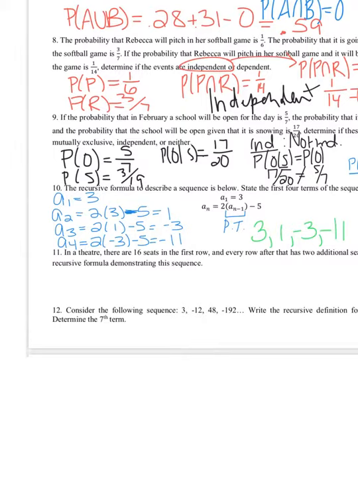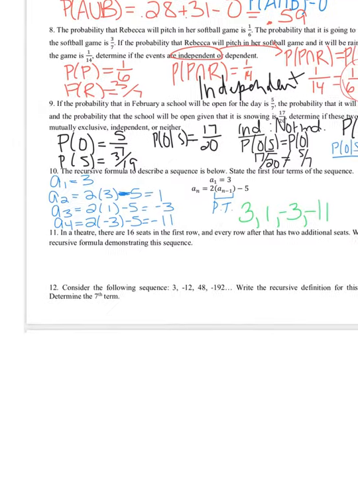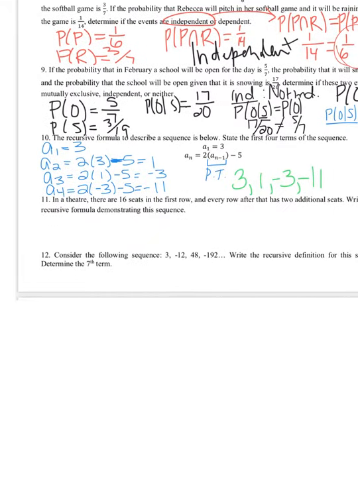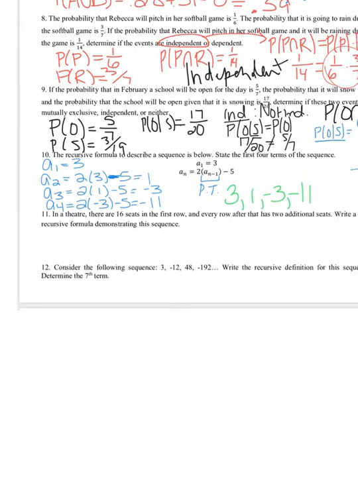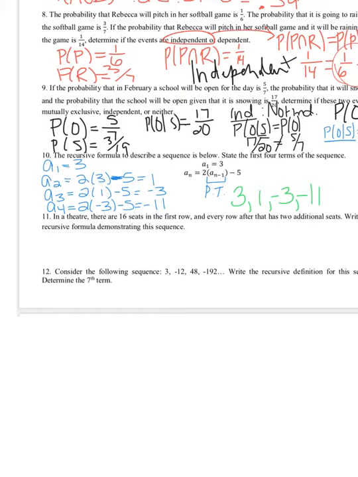the recursive formulas. For number 11, in a theater there are 16 seats in the first row, and every row after that has 2 additional seats. Okay, this is arithmetic. You are adding each time. You have to state the first term. The first term is 16. This is arithmetic, so you have a common difference. You are adding 2 each time, so the common difference is 2. This one's the recursive formula. Recursive formula, you need to have a sub n minus 1.